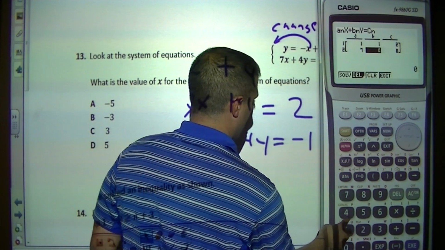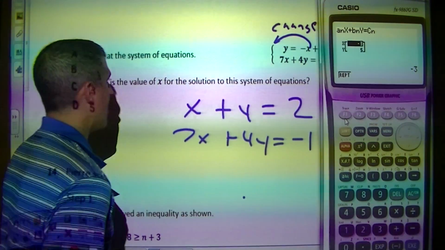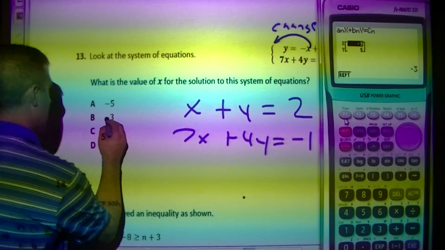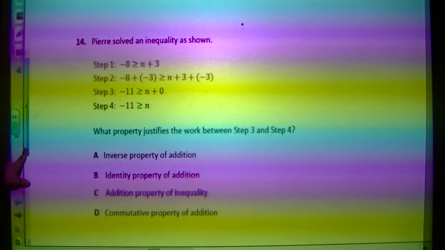7, 4, negative 1, and hit solve. Now, what is it asking for? The x value, which would be negative 3. Okay? All right. This is a property.